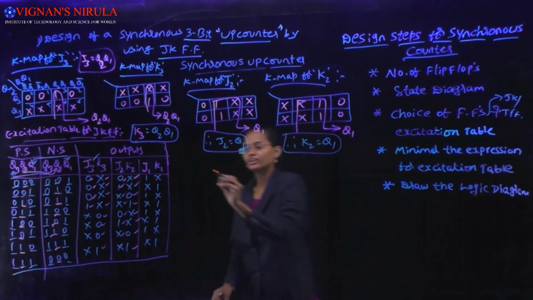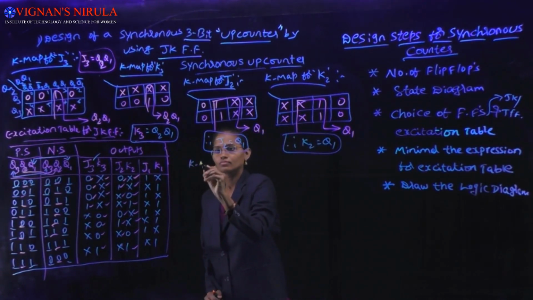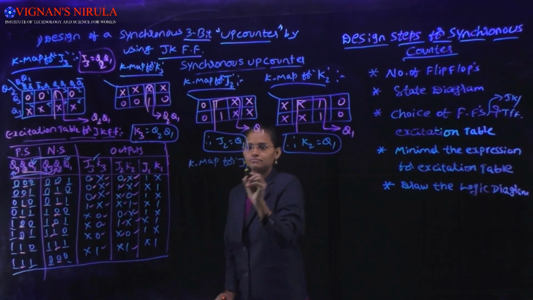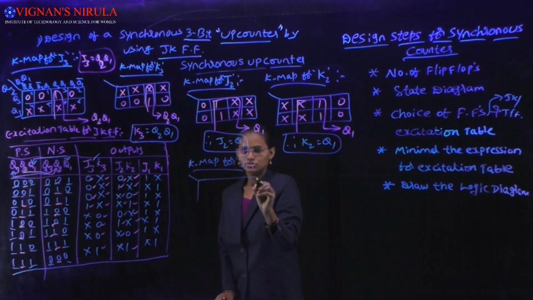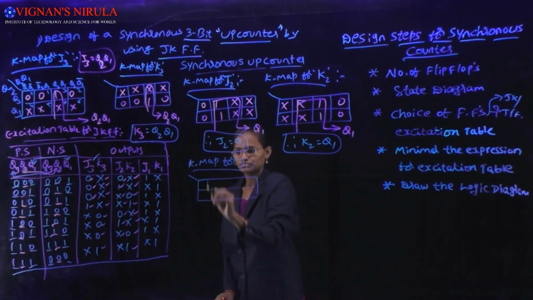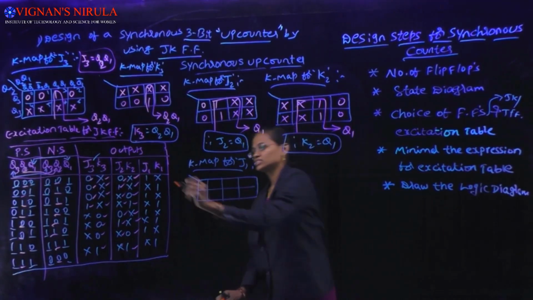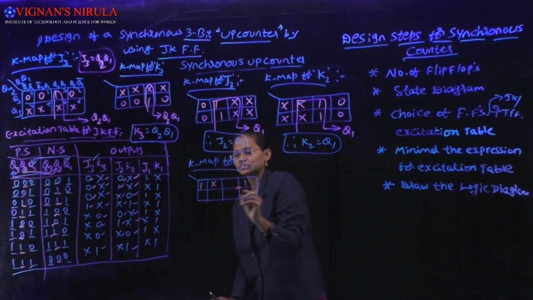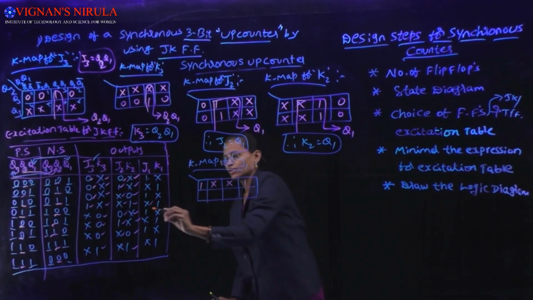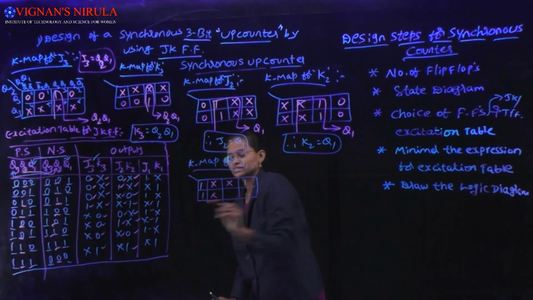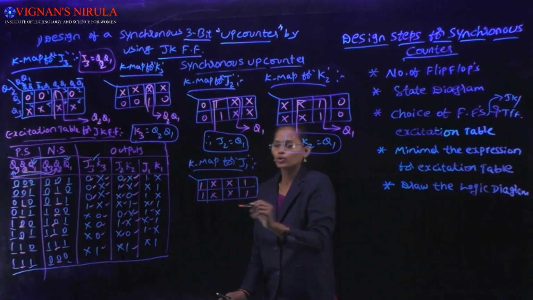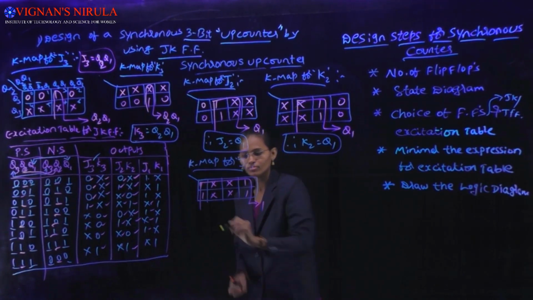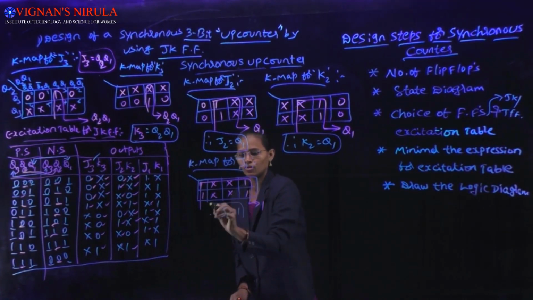And next K map for J1. Okay, this one also is an 8-cell K map structure. Here, 0 cell is 1, first cell is X, second cell is 1, third cell is X, fourth cell is 1, fifth cell is X, sixth cell is 1, seventh cell is X. Here the grouping is these 8 cells. So finally 1. So J1 equal to 1.